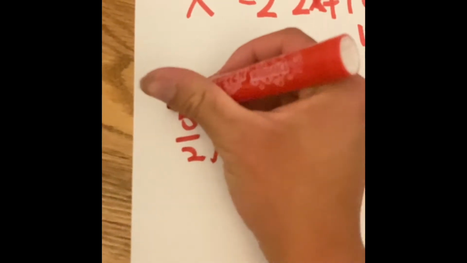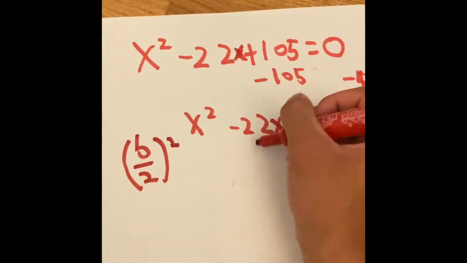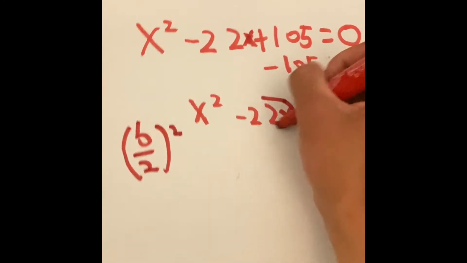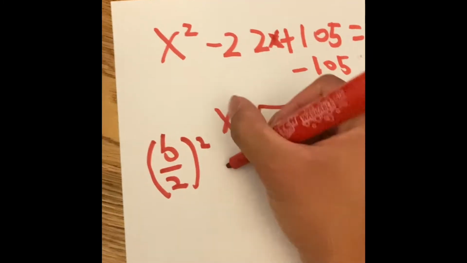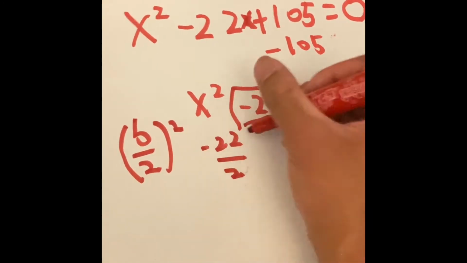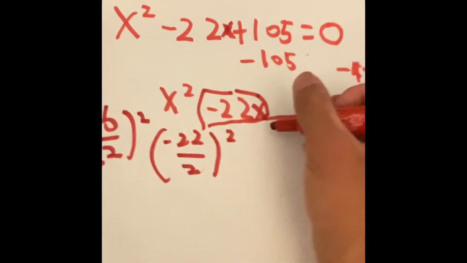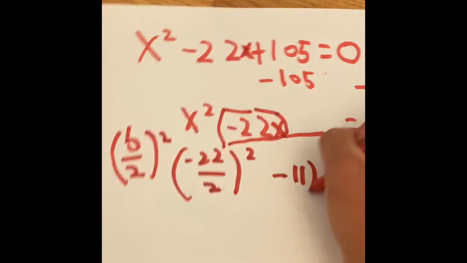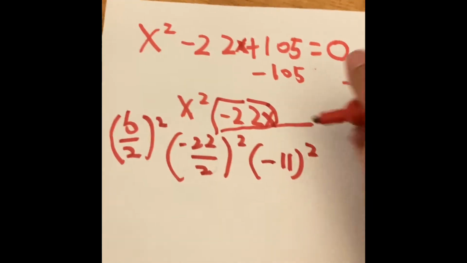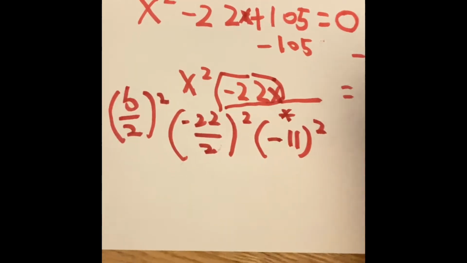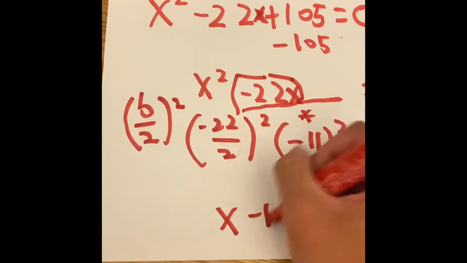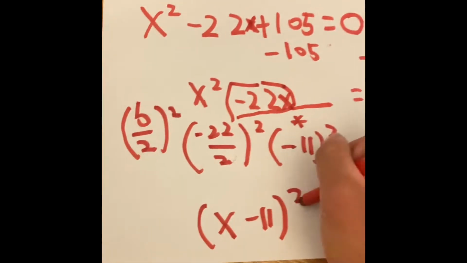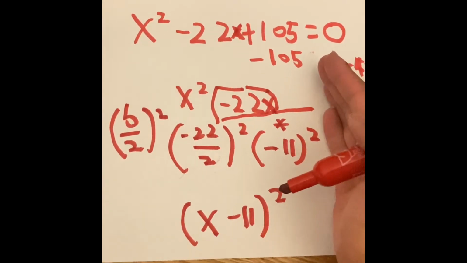So we have to use the formula from the last video, b divided by 2, squared. In this scenario, negative 22 represents our b value. So negative 22 divided by 2, squared, means it is negative 11 squared. We're going to star that because we can use it for finding one of the factors, x minus 11 squared. That is only this side of the problem.